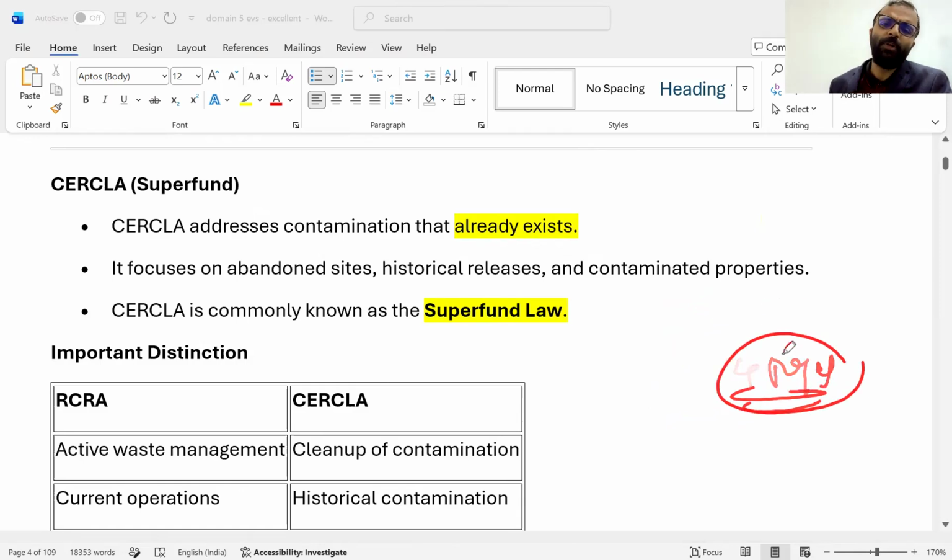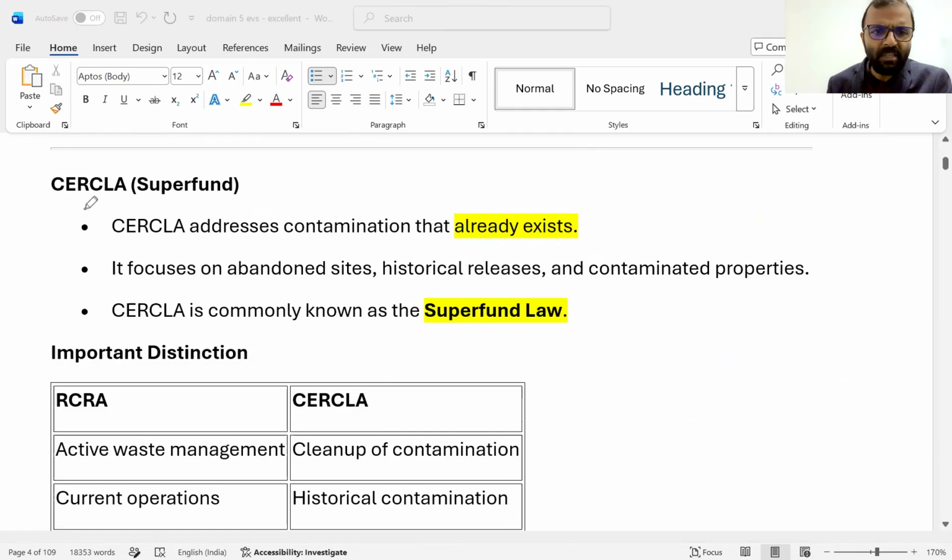Now we will be moving forward into the next topic, which is CERCLA. See, CERCLA is also known as Superfund. I have given in the bracket intentionally because sometimes they are also asking Superfund in the examination, Superfund law. So that is why मैं CERCLA करके दिया है आपको. Okay, fine. So CERCLA addresses contamination that already exists. Okay, CERCLA addresses contamination that already exists.